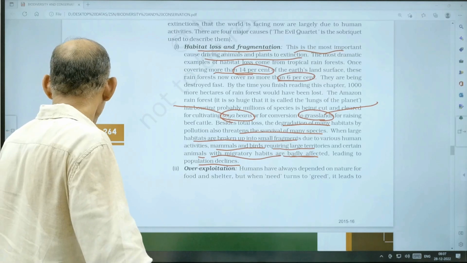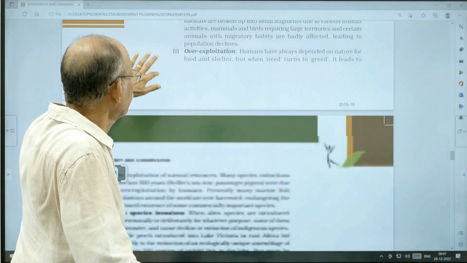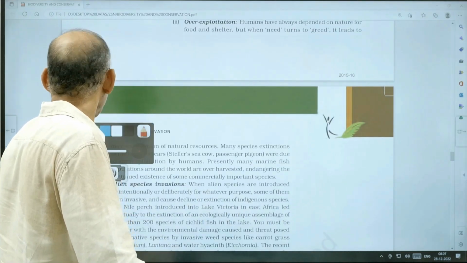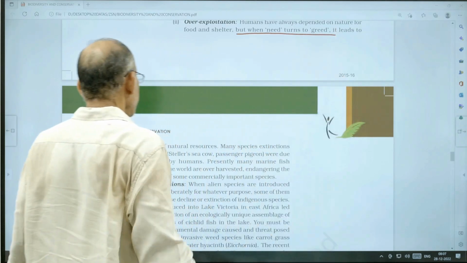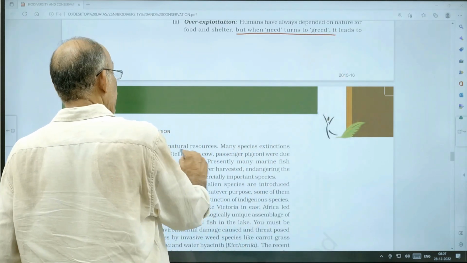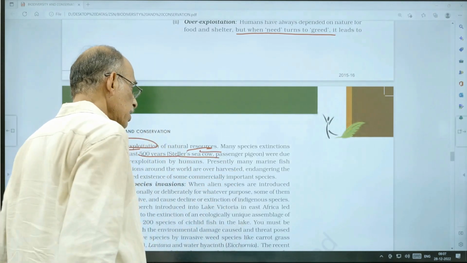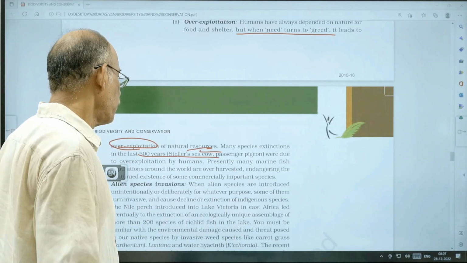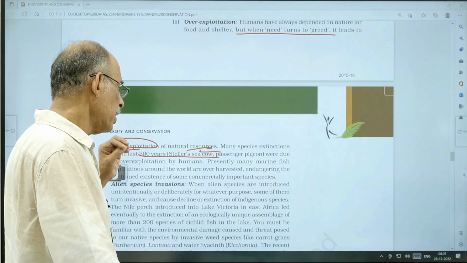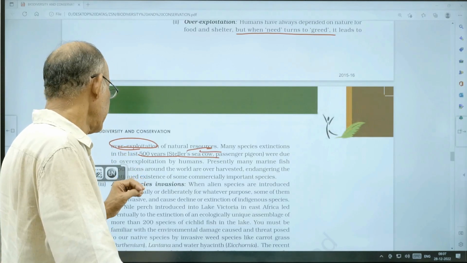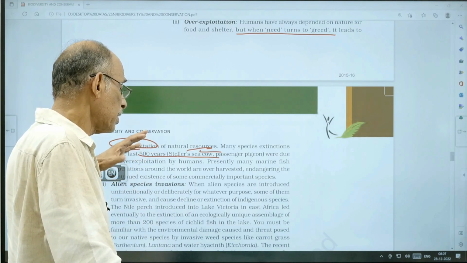Next is overexploitation. When our need turns to greed, it leads to overexploitation of natural resources. For example, within the last 500 years, Steller's sea cow and the passenger pigeon were both hunted, and they became extinct. Just for their meat, they were hunted, and their populations became extinct.